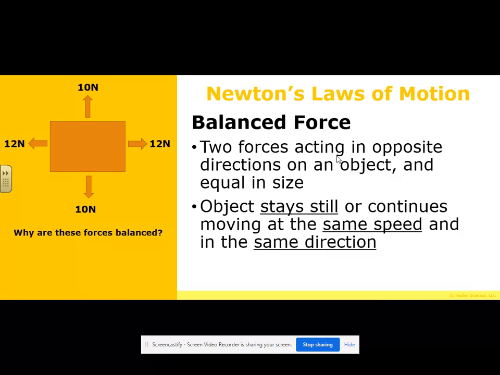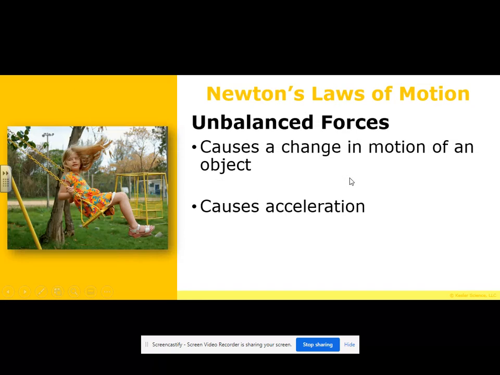Balanced forces affect the movement of an object by keeping them doing what they were doing. So this is that idea of inertia. Inertia is where an object is going to resist change. It's going to keep doing what it's doing. Okay? So if an object is moving and we have balanced forces, it's going to keep moving at the same speed in the same direction. So like we saw with the box before, it's just going to keep going forever and ever and ever until an unbalanced force acts on it.